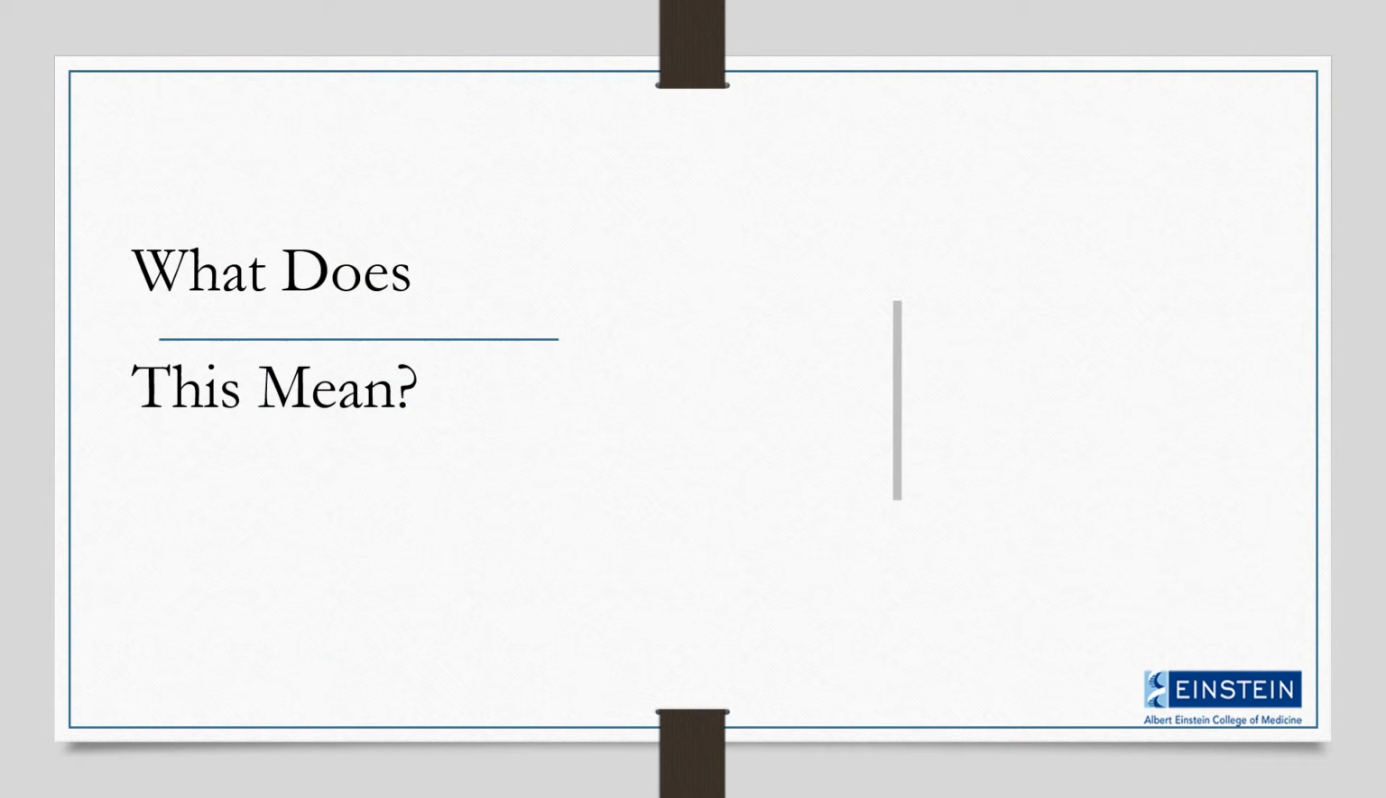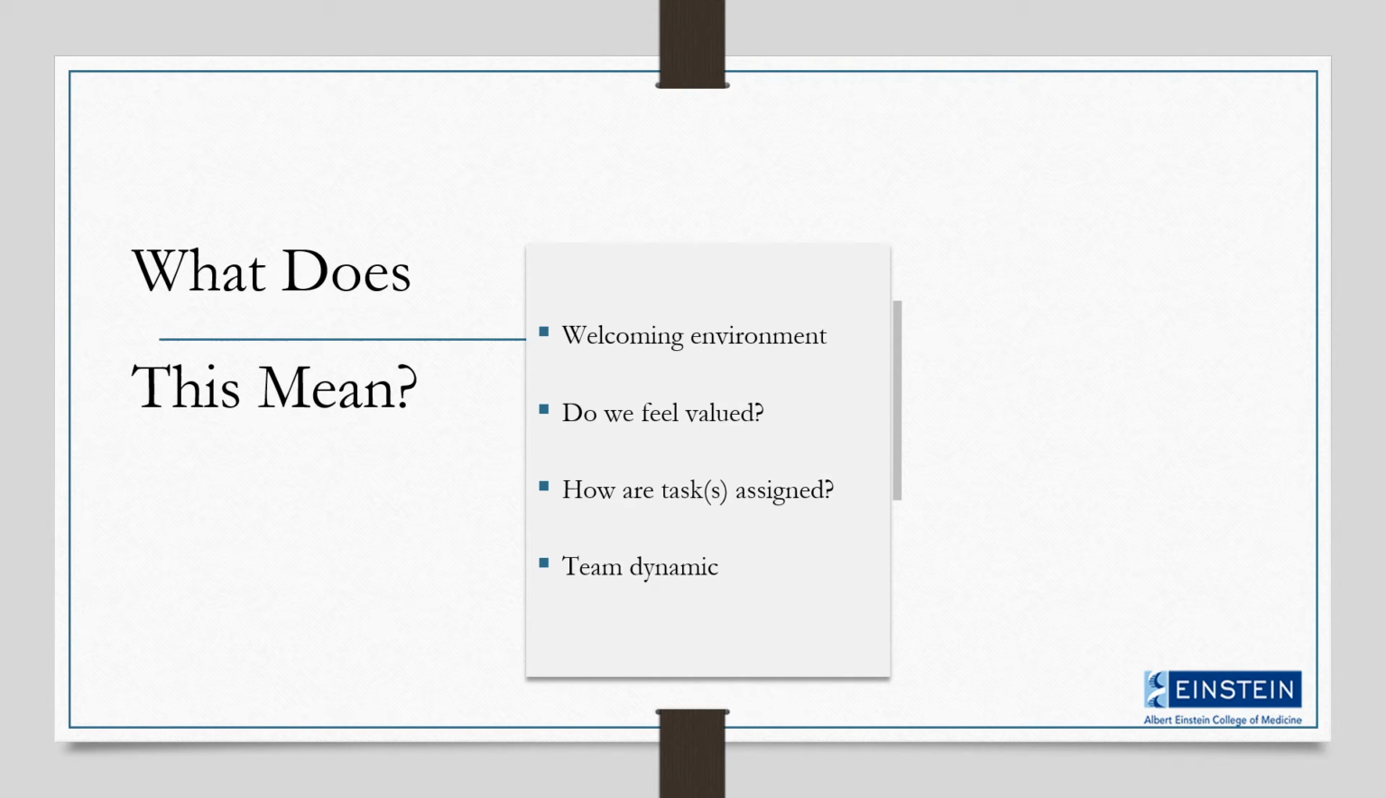What does this mean as a member of the Einstein community? Unconscious bias is part of human nature, therefore it means that our biases may influence many aspects of our daily work. So how do you feel as a member of the Einstein community? Do we work, teach, and learn in an environment that is welcoming and inclusive? Do we feel valued and included? Does it influence the assigning of specific tasks? How does it affect team dynamics?